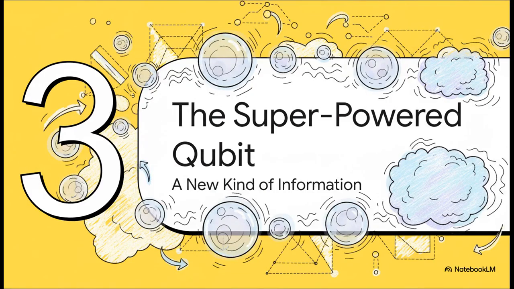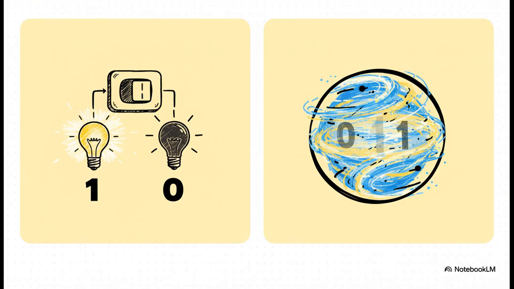So, how does this weird property of being in multiple states at once actually help us compute anything? Well, it lets us create a revolutionary new kind of information bit. A classical computer bit is super simple, right? It's either a 0 or a 1. It's on or it's off. But a quantum bit, or what we call a qubit, takes full advantage of superposition. It can be a 0, a 1, or a combination of both of them at the exact same time. And this means a single qubit can hold way, way more information than a classical bit ever could.